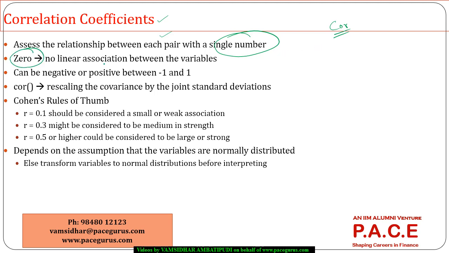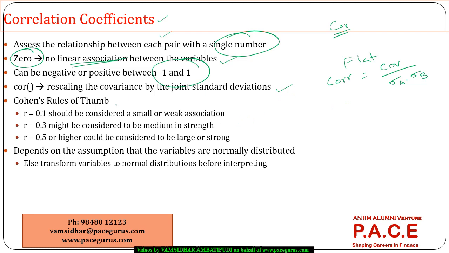So if that value is 0, it's a very clear indication that there is no linear association between the variables. So my scatter plot would be looking more or less flat. And value wise, it can have any numbers between -1 to +1. And typically, for people who understand the formula, correlation is computed as the covariance between the variables divided by their individual standard deviations. So that is the typical formula for correlation.